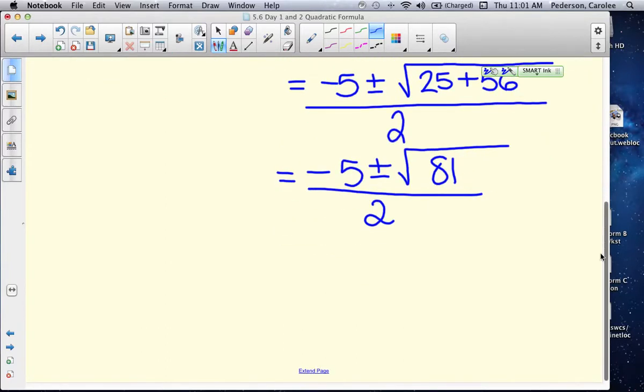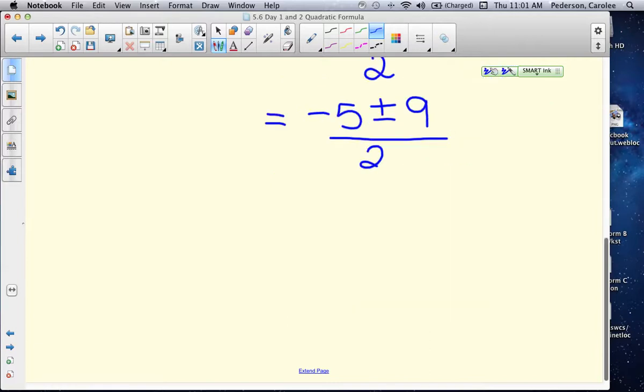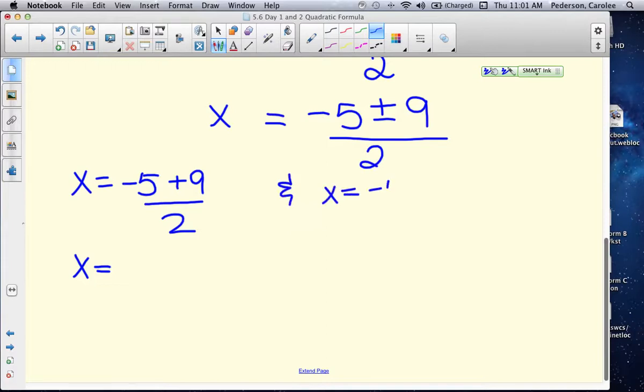Now look at that square root of 81. Remember the worksheet when we worked on reducing radicals? Square root of 81 is a perfect square. Square root of 81 is 9. So we have plus or minus 9 over 2. Now we can break up the equation into two equations: x equals negative 5 plus 9 over 2, and x equals negative 5 minus 9 over 2.